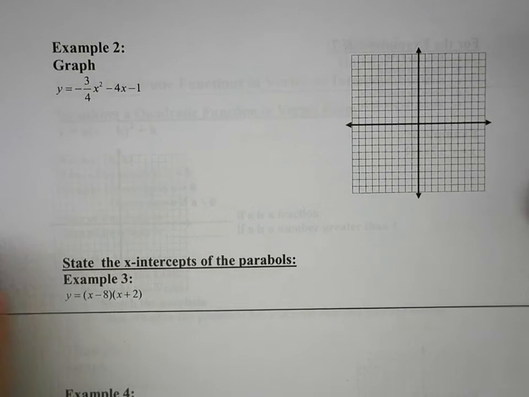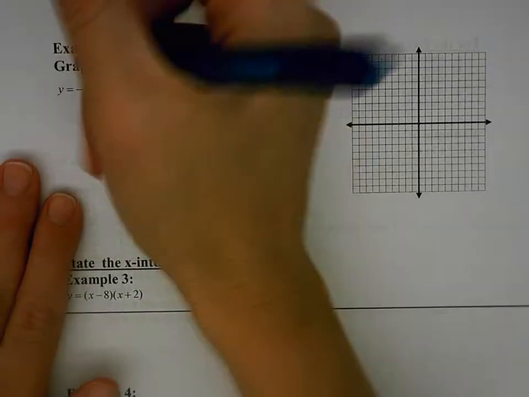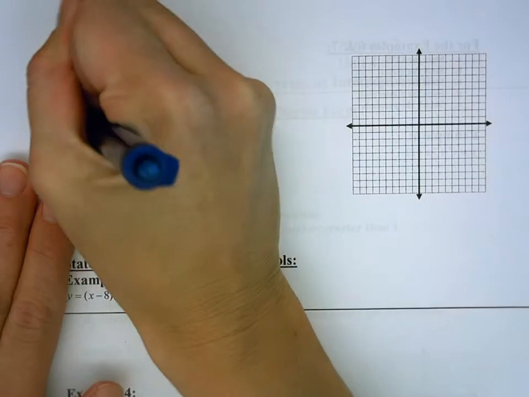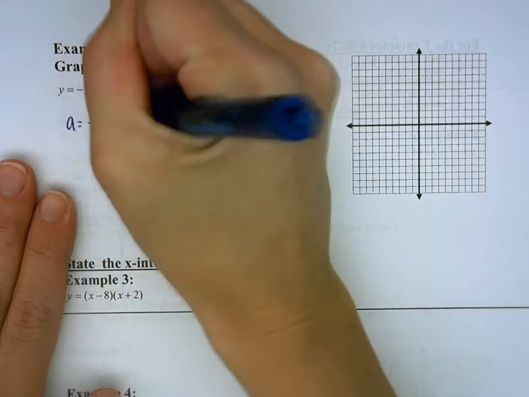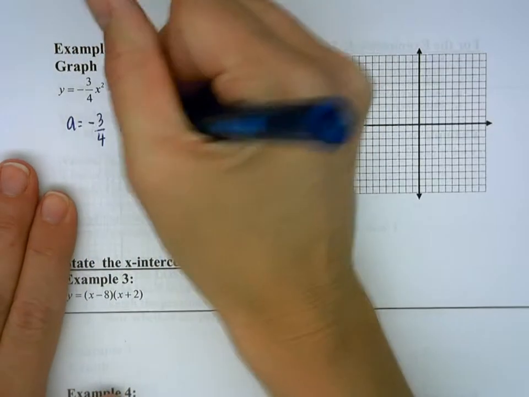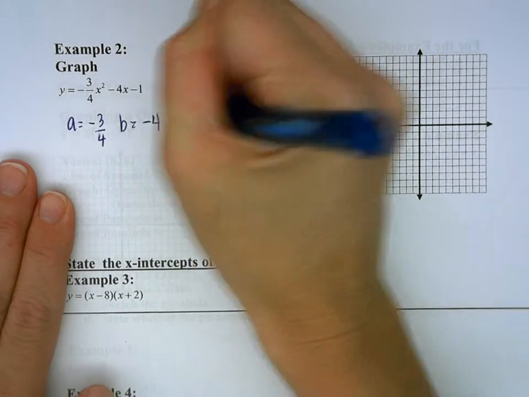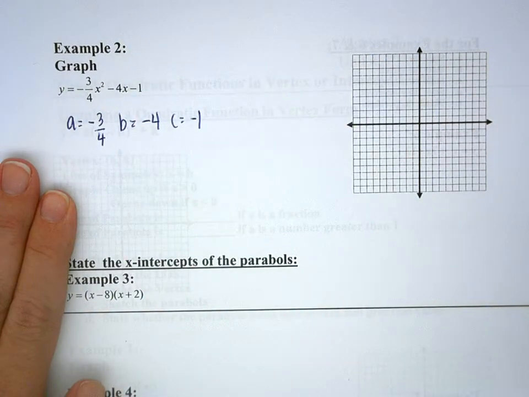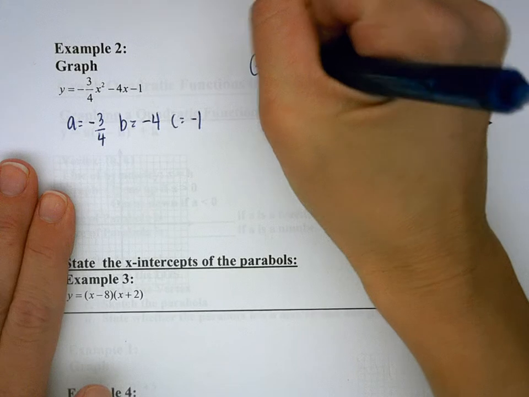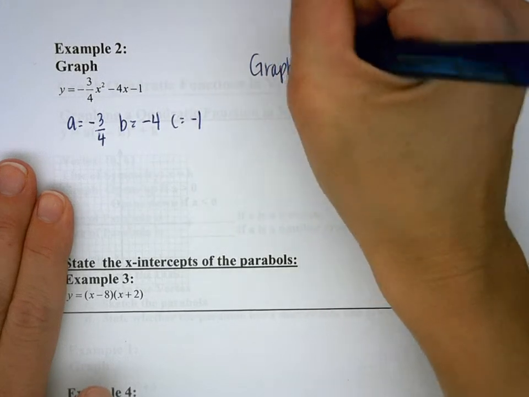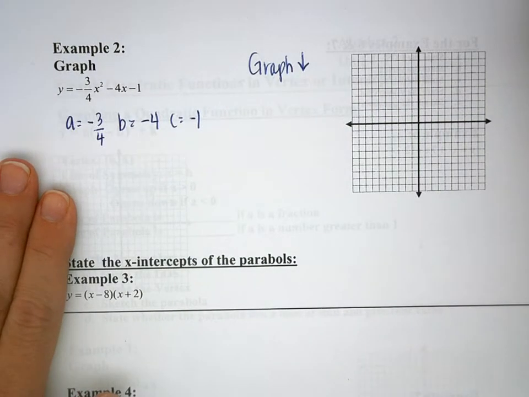So we have example 2 now. So the first thing we should do is what? Who remembers? Thank you. A, B, and C is correct. My A value is good, negative 3/4. B is 4, and C is negative 1. So my graph is going what direction? And how do we know it's going down? A is negative. Very good.